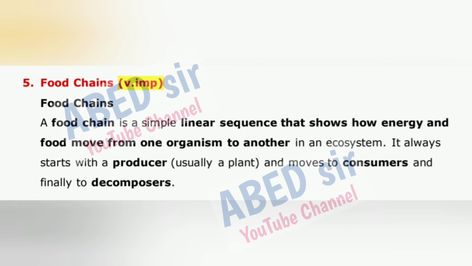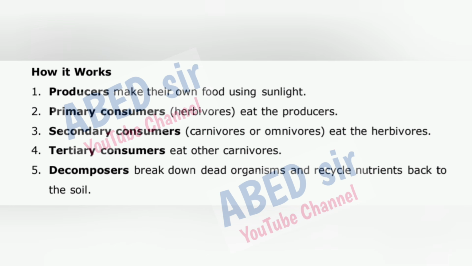It always starts with a producer, usually a plant, and moves to consumers and finally to decomposers. How it works. 1. Producers make their own food using sunlight. 2. Primary consumers, herbivores, eat the producers.